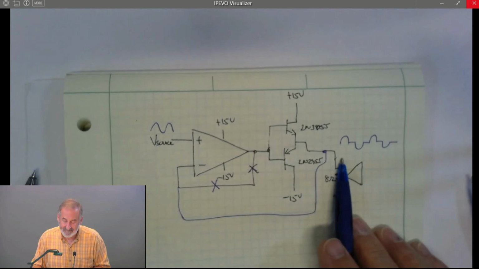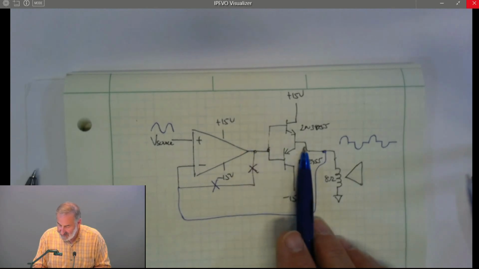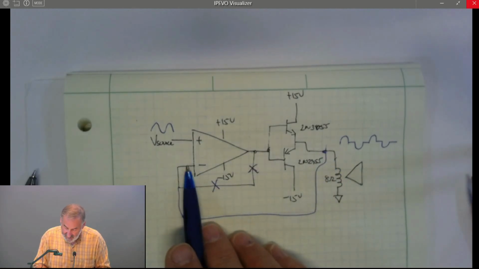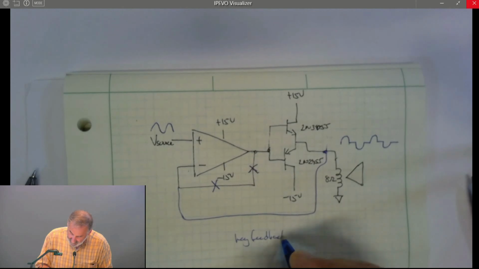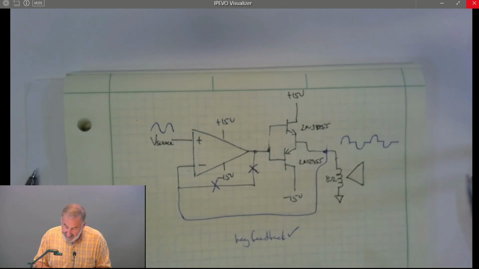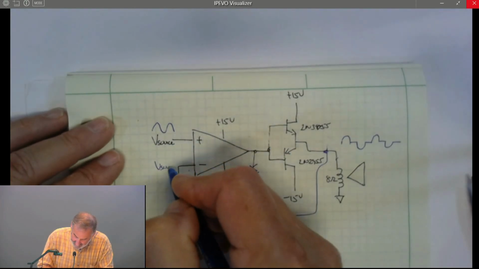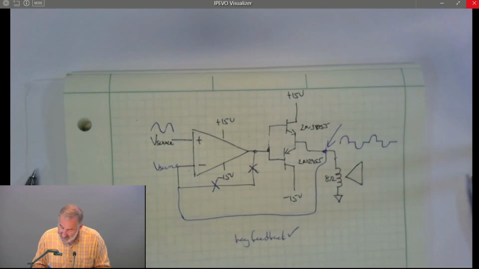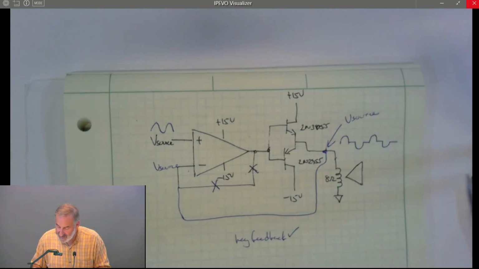from the loudspeaker. Well, do we still have negative feedback? If the output of the op-amp goes positive, this point goes positive. It's 0.6 volts less, but it still increases when the op-amp output increases. That means the minus input increases, and that's our definition of negative feedback. So we have negative feedback. If we have negative feedback, V source and V minus should be the same. If that's true, then the voltage across the loudspeaker is V source. That's exactly what we want. We've gotten rid of the distortion.